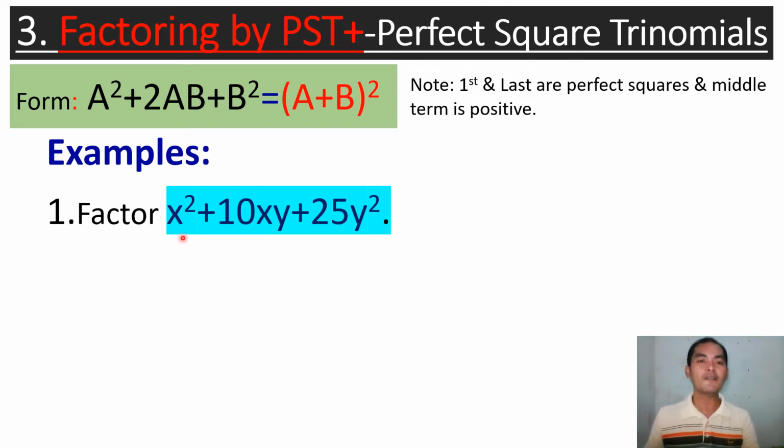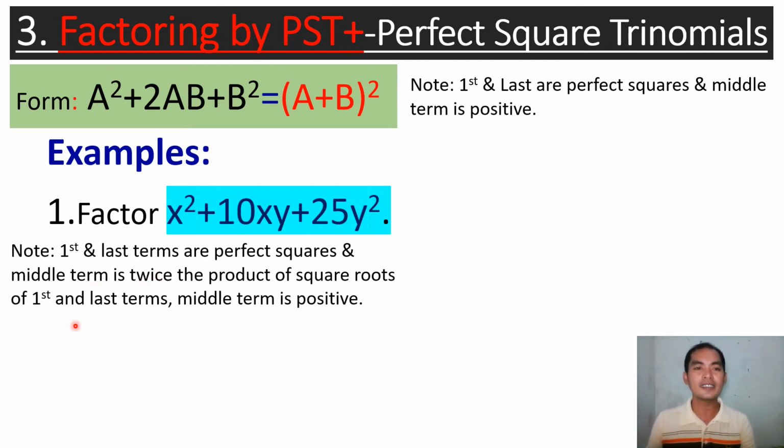Example, factor x squared plus 10xy plus 25y squared. First, the first and last term na i-consider nyo ay perfect square. Is x squared a perfect number? Yes. Is 25y squared a perfect number? Yes. Is the middle term positive? Yes.